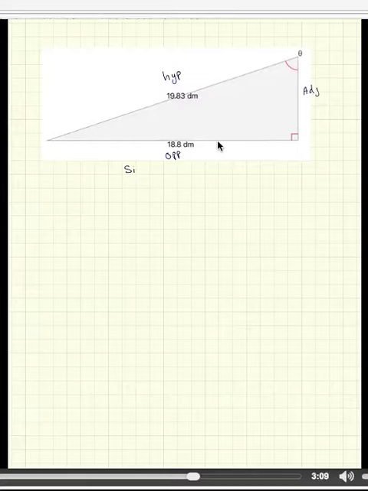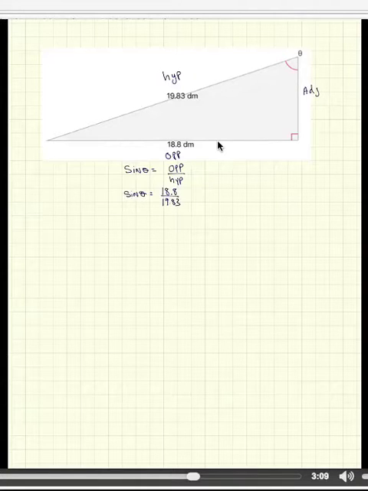The sine of theta is equal to the opposite over the hypotenuse. Then we're going to fill in what we know. So the sine of theta, we don't know theta. The opposite is 18.8 decimeters. I'm just going to write 18.8 divided by the hypotenuse, 19.83.